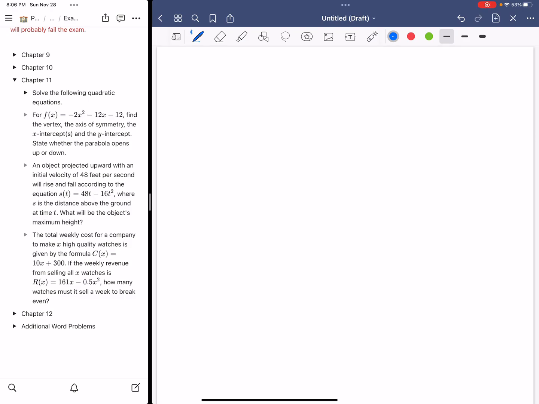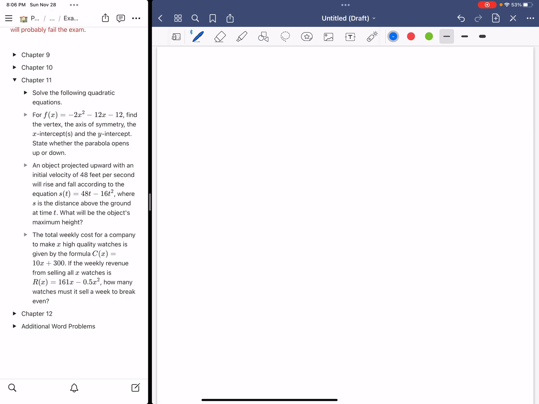The total weekly cost for a company to make X high-quality watches is given by the formula C of X equals 10X plus 300, if the weekly revenue from selling all X watches is R of X equals 161X minus 0.5X squared. How many watches must they sell a week to break even? So we did something similar for our homework problem.